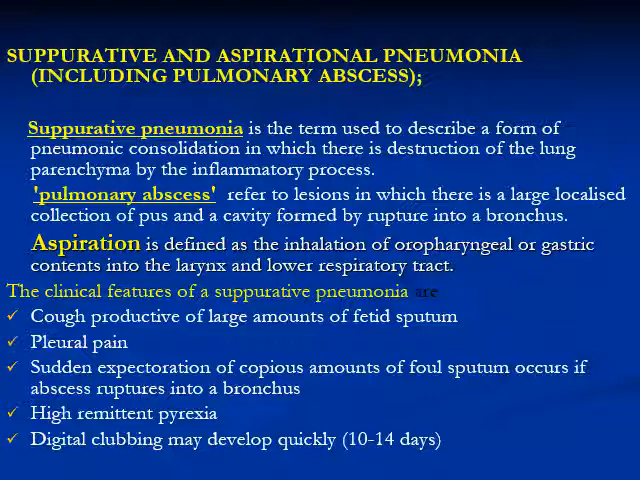Sometimes there is sudden expectoration of a copious amount of foul sputum if the abscess ruptures into the bronchus. When the abscess ruptures into the bronchus, the patient coughs up a huge amount of purulent offensive sputum, and the patient may be cured after that. Or the patient may have continuous intermittent pyrexia, and later this pus collection may lead to clubbing of the fingers, which occurs in 10 to 14 days.